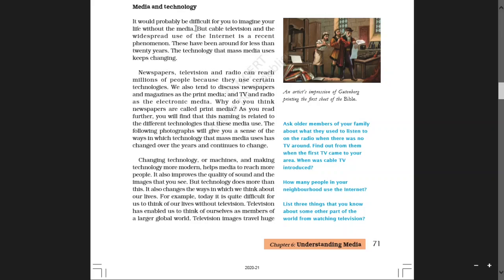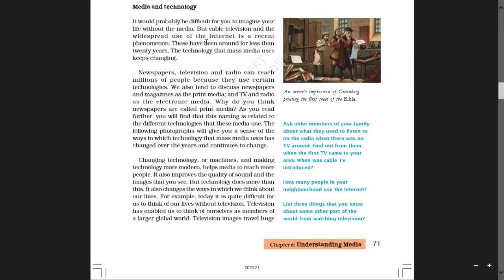Media plays a very important role, we find here. But cable television and the widespread use of the internet is a recent phenomenon. Boys, widespread means spread over a large area. The use of the internet is a recent phenomenon. It is used recently. In earlier days, there was no such phenomenon available. Phenomenon means an effect or situation that is observed to exist.